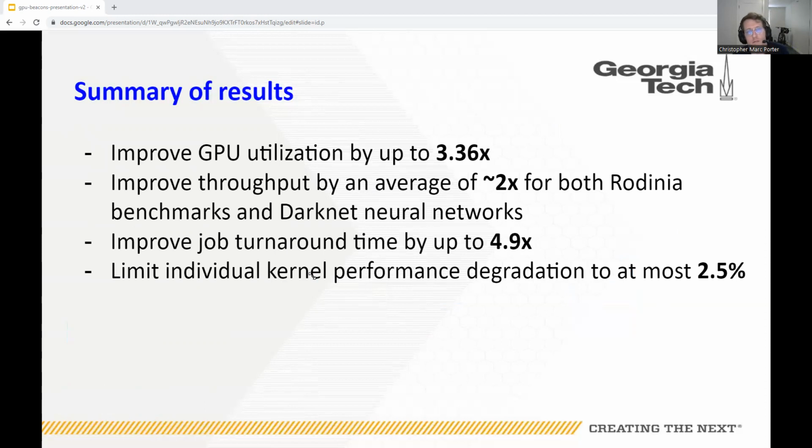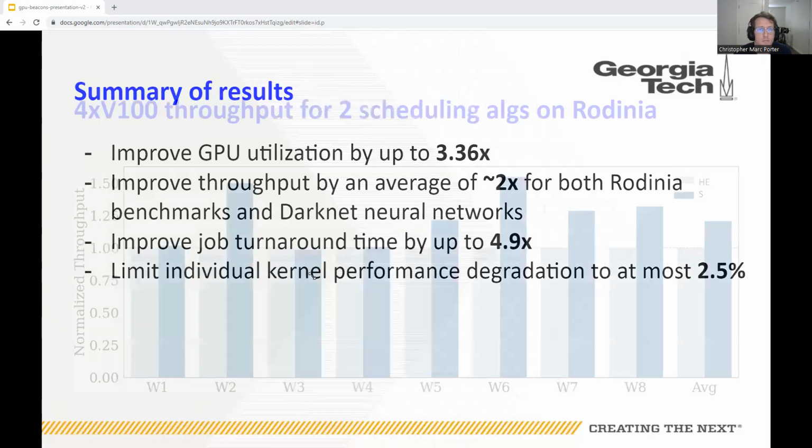Now, to summarize the results, CASE improves GPU utilization by up to 3.36x. On average, its throughput improvement for Rodinia and darknet workloads is about 2x. The job turnaround time, which is measured as the time between the start of the batch and the completion of a job, improves by up to 4.9x, and the individual kernel performance degradation, which can happen when simultaneously executing kernels compete for resources on a GPU, was at most 2.5%.